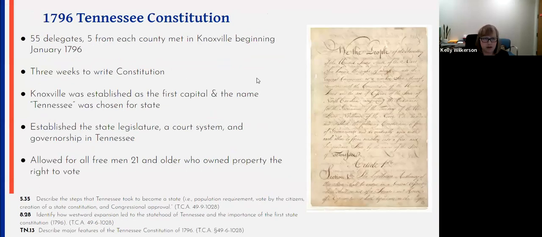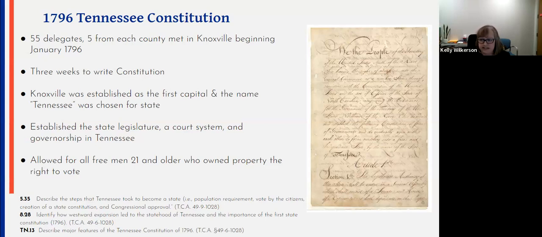All right, so moving on, once Governor Blount decided to call a constitutional convention, they held that in January of 1796 and of course held it in Knoxville. Pulled together 55 delegates, 5 from each county, would meet to take 3 weeks to write the Constitution. Over the course of the Constitutional Convention, Knoxville was established as the first capital, and the name Tennessee was chosen for the state at that time.